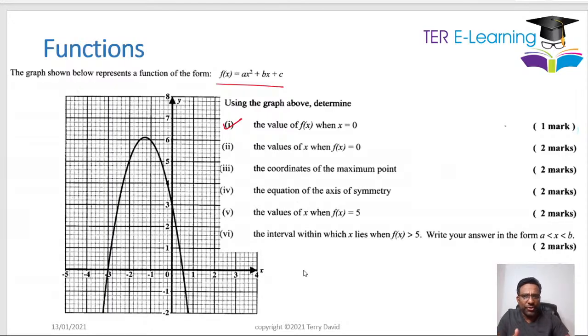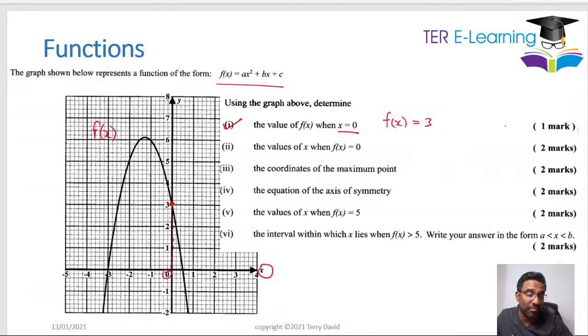Now, all they're asking you is, what is the value? Remember, this graph that they've drawn is actually f of x. So what is the value of f of x when x is equal to 0? Remember your x-axis is here, and this is where x equals 0. I'm just going to go up to the graph and see where that is. That's this point here. So the answer is simply f of x is equal to 3.